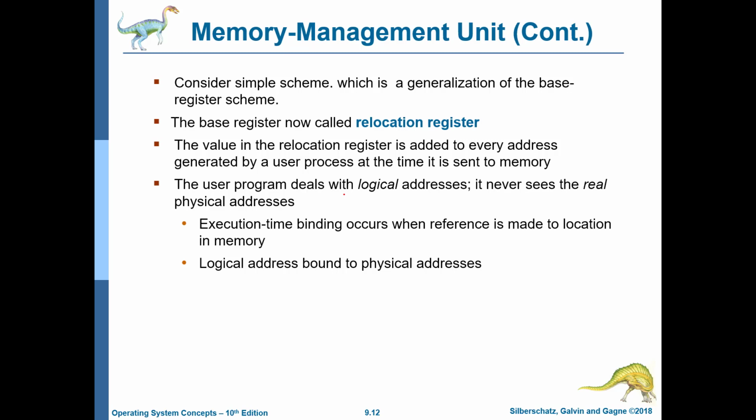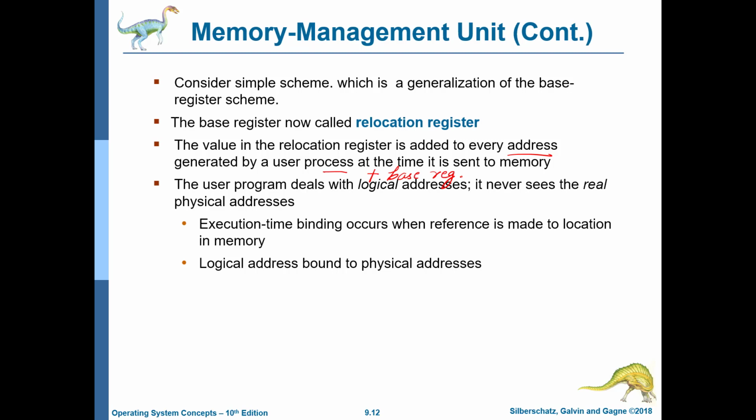Many methods are possible, so let's start with a simple scheme. Let's call the base register, the same as in the base-limit register scheme, the relocation register. The value in the relocation register will be added to every address generated by the user process. So the real address is the address generated by the user process plus the contents of the base register, which here we are calling the relocation register. The user program will consequently only deal with logical addresses. It will not see the real addresses.